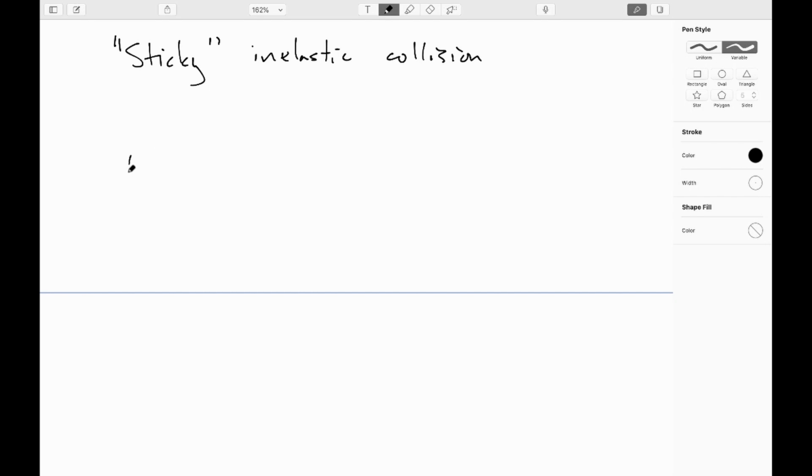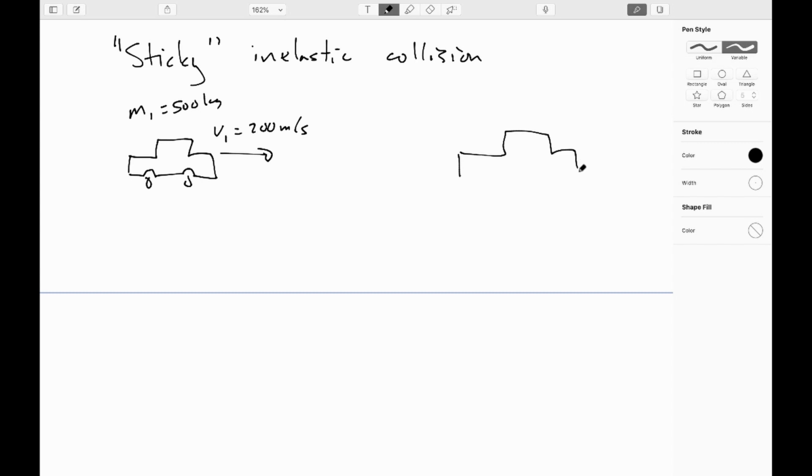For instance, let's say I've got a car here, and these speeds are race car speeds, so barely realistic. Let's say 500 kilograms, 200 meters per second to the right. And let's say that we have a car here.